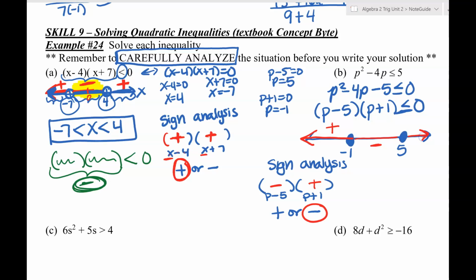The last section, numbers bigger than 5. Let's say I try 7. 7 minus 5 would be positive. 7 plus 1 would be positive. A positive times a positive would be positive. So there's the analysis. I now know how this is working, and I now need to understand which part I want for my answer.